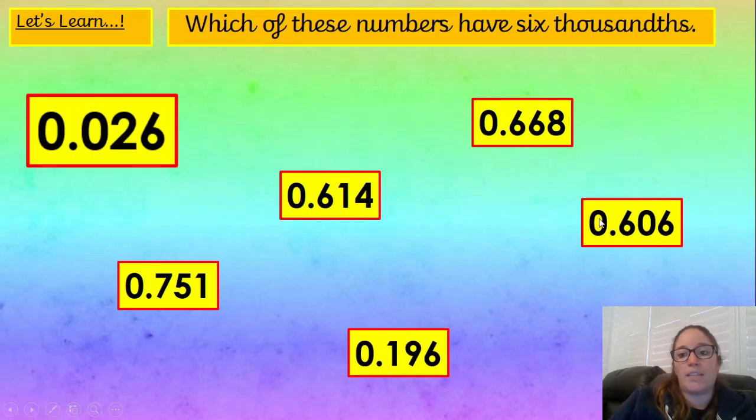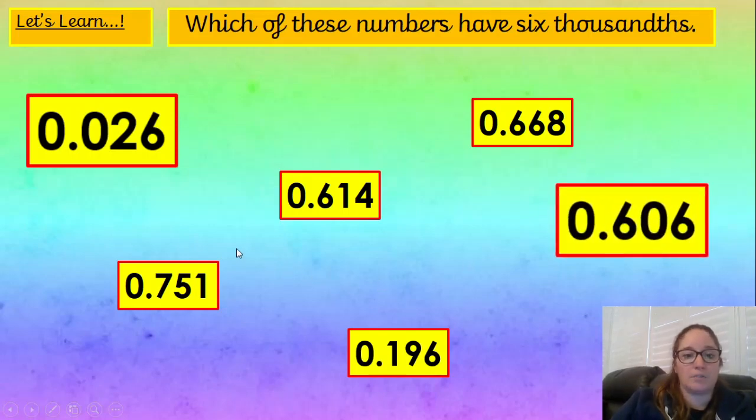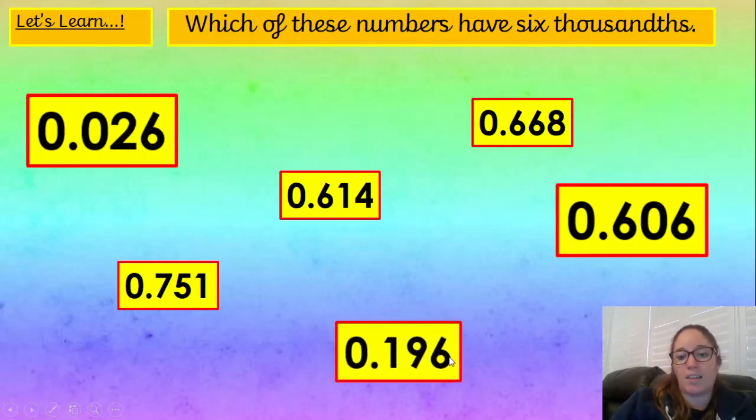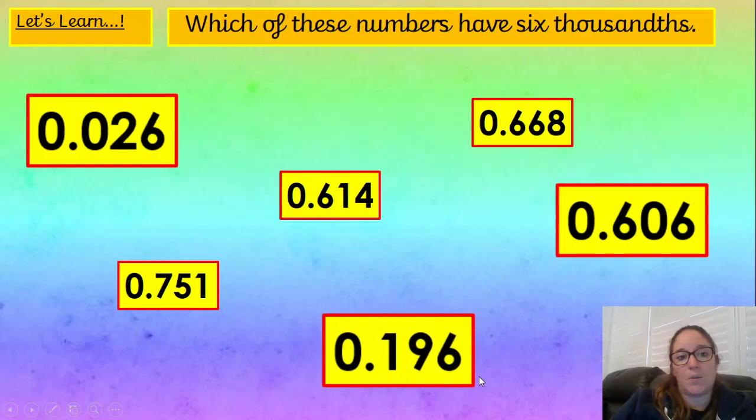Here we've got 0 ones, 6 tenths, 0 hundredths and 6 thousandths. So that is correct. Over here we haven't got any 6s at all, so this one definitely hasn't got 6 thousandths. Last of all, we've got 0 ones, 1 tenth, 9 hundredths, 6 thousandths. So that has 2. Okay, well done if you managed to spot all of those.